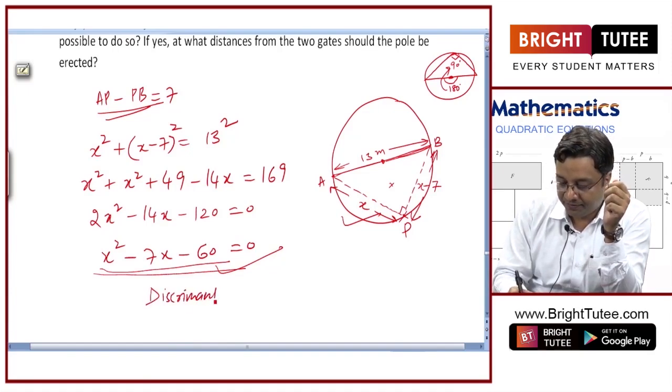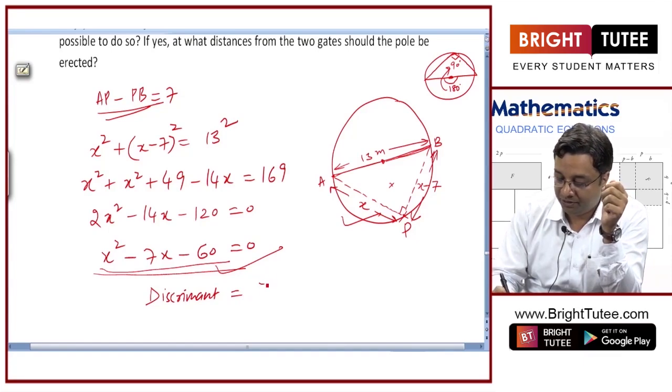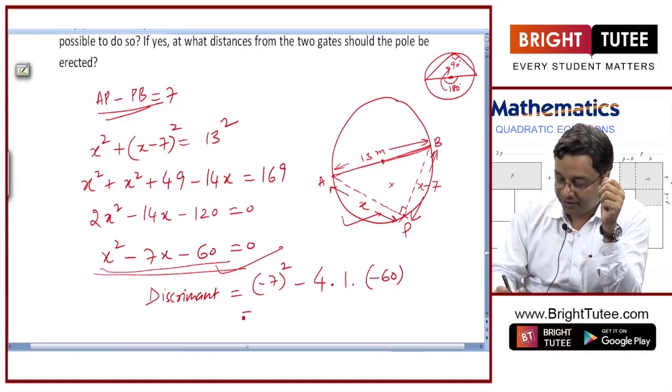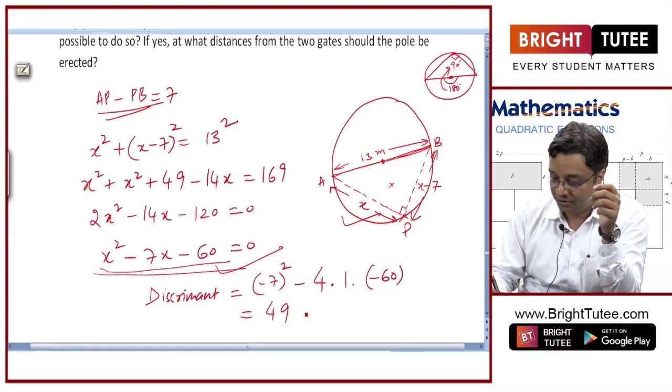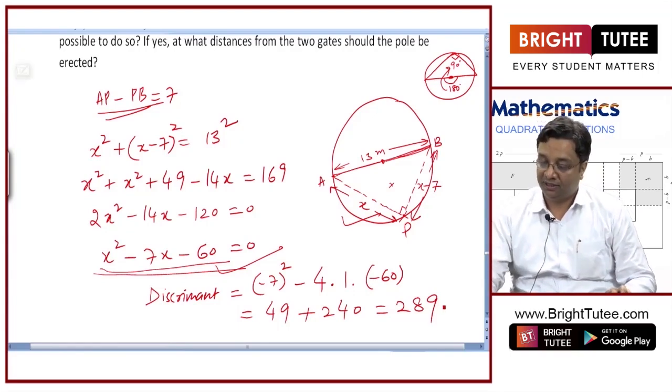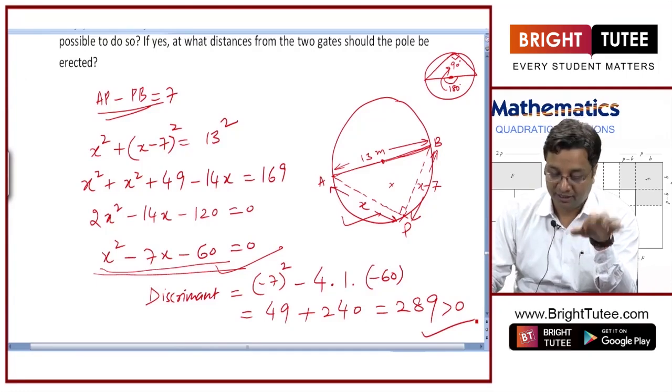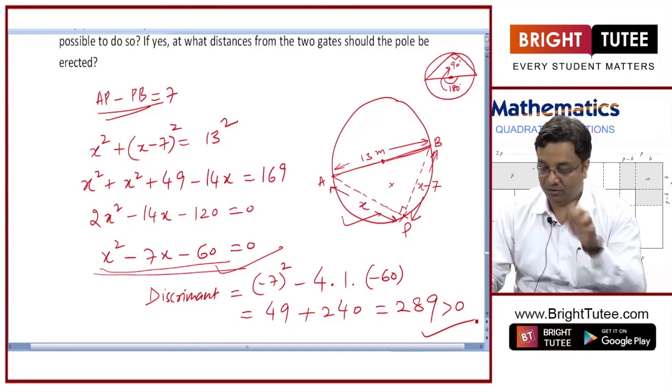The discriminant here will be equal to b square, which is (minus 7) square, minus 4ac, where a is 1, c is minus 60, right? So, this will be equal to 49, and this minus minus will become plus, which is equal to 240. So, I have got the discriminant as 289, right, which is greater than 0, hence we will have real roots here. So, x will be a real value.